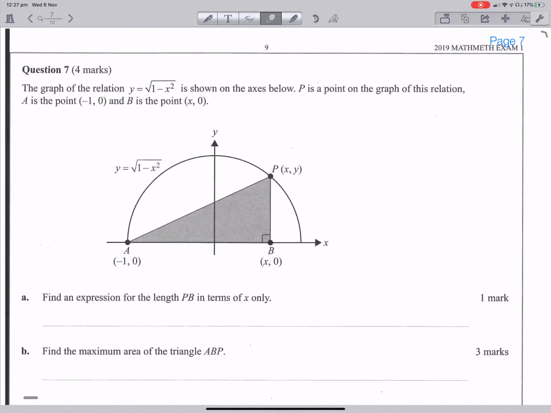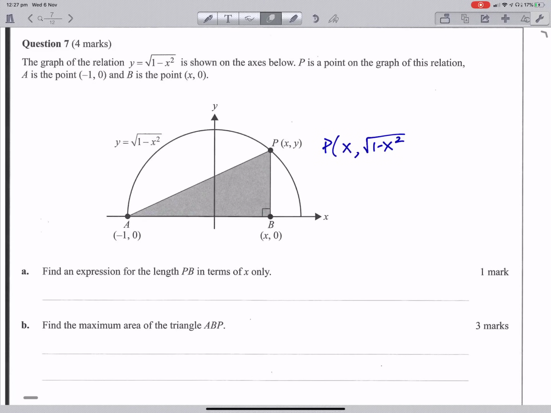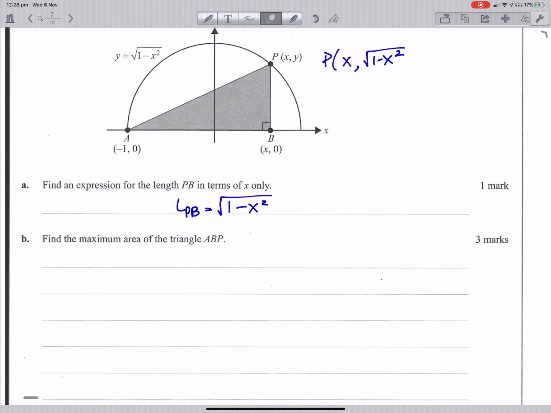Okay, the graph of the relation root 1 minus x squared is shown. P is the point of the graph of the relation. A is that, that's that. So we can really say that P is x, root 1 minus x squared. Find an expression for the length PB in terms of x only. Well, PB, that's just root 1 minus x squared. So the length PB, 1 minus x squared.